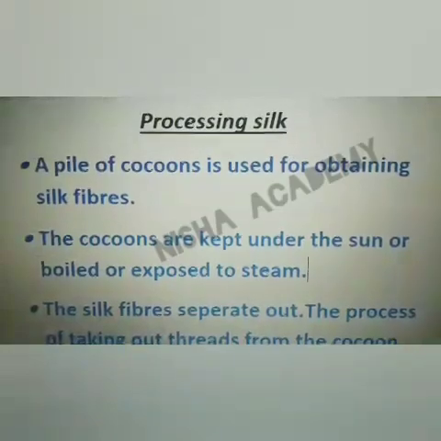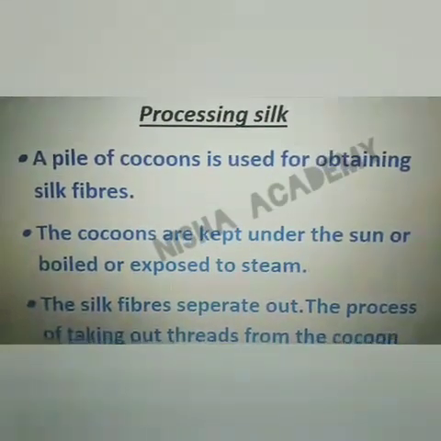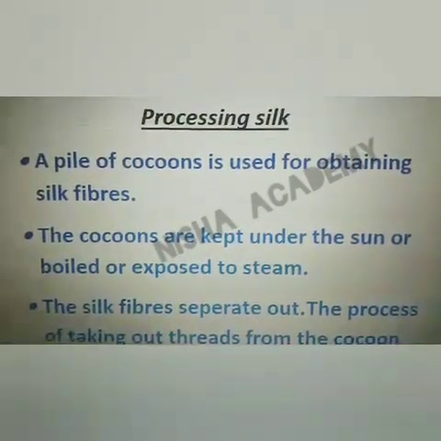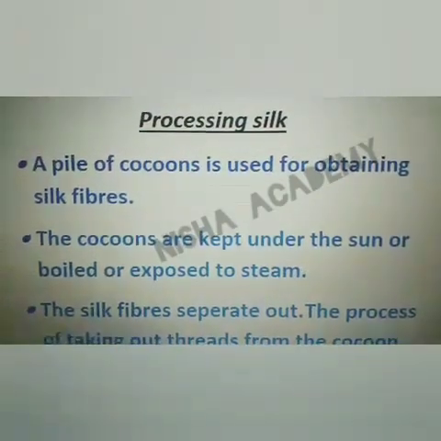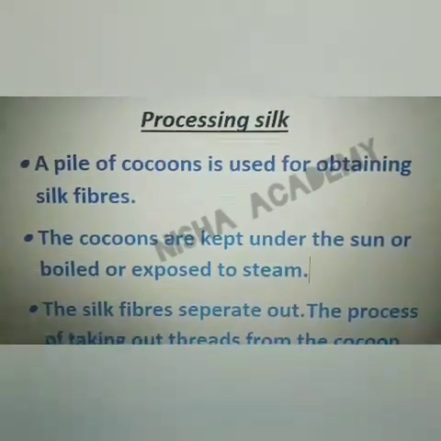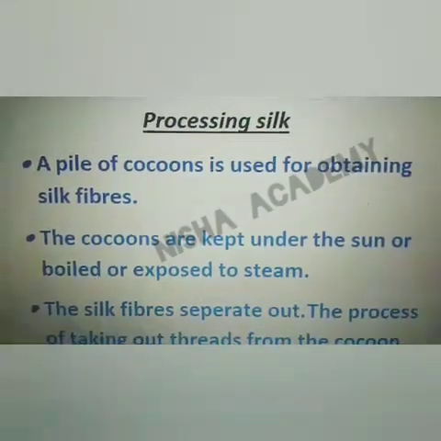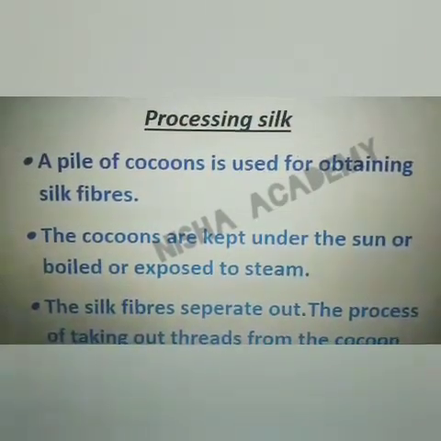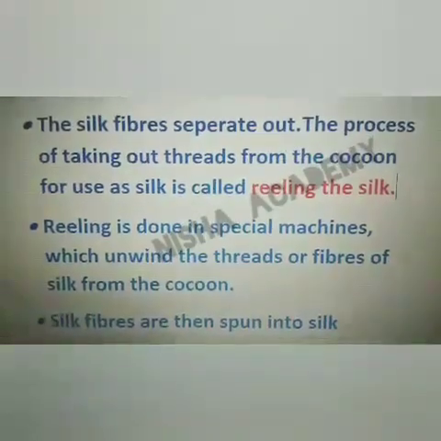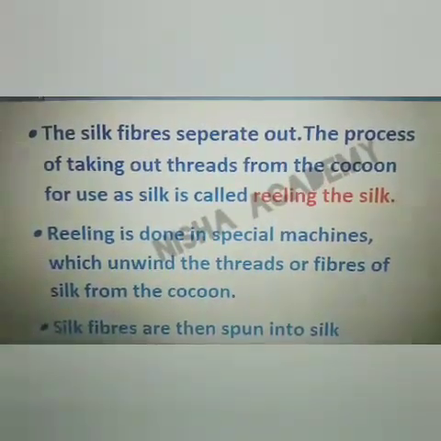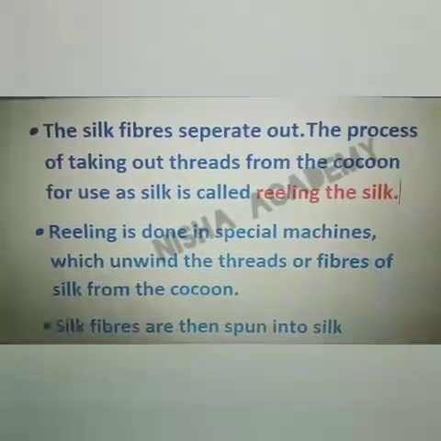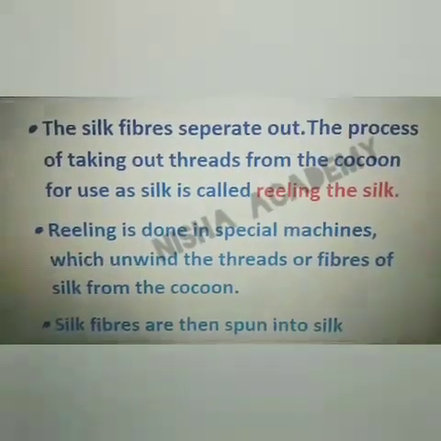Now let's move to the next topic, processing silk. After obtaining cocoons from rearing of silkworms, let's see how silk is processed from that cocoon. Step 1, this pile of cocoons is used for obtaining silk fibers, as we all know. These cocoons are kept under the sun or boiled or exposed to steam. Then the silk fibers are separated out, and the process of taking out these threads from the cocoon for use as silk is called reeling the silk.